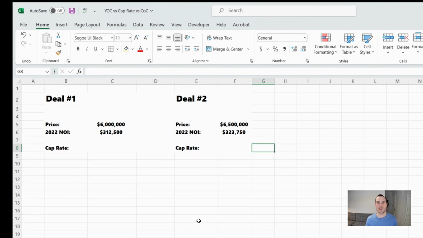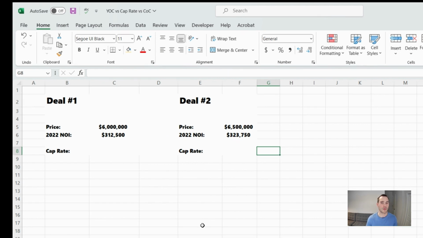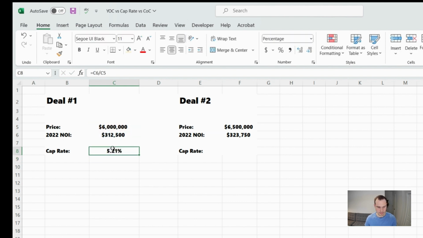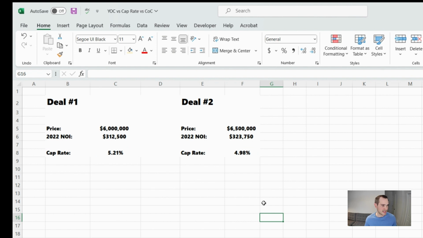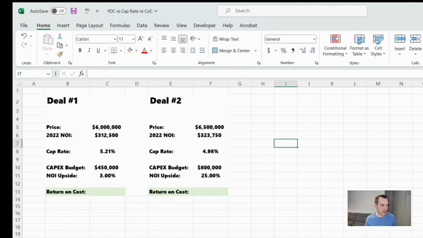Let's say you have two deals to pick between. Deal one has a $6 million purchase price and had about 312,000 of NOI in 2022. While deal two, on the other hand, is a little more expensive at 6.5 million and had a slightly higher NOI at about 324,000. So if we do a quick cap rate calculation, it seems like deal one would be slightly better at this juncture as the going in cap rate is slightly higher by about 20 basis points. But we need a little more information.